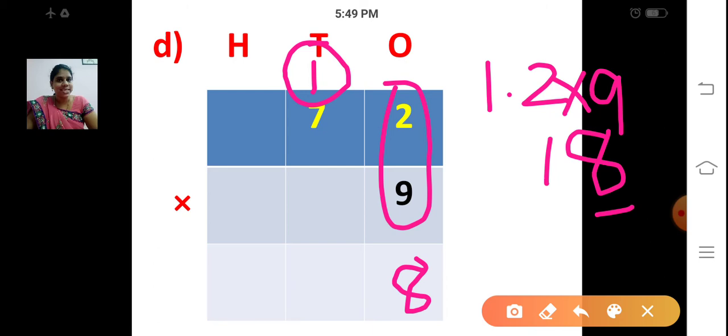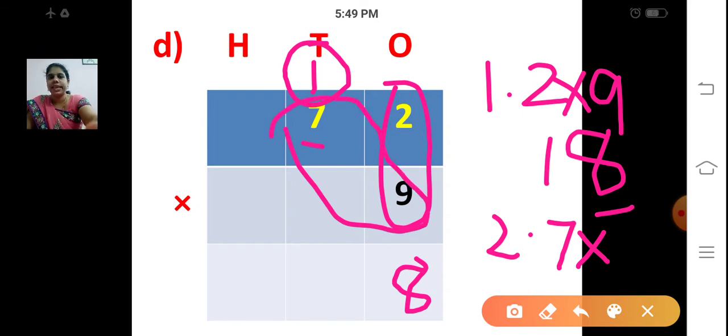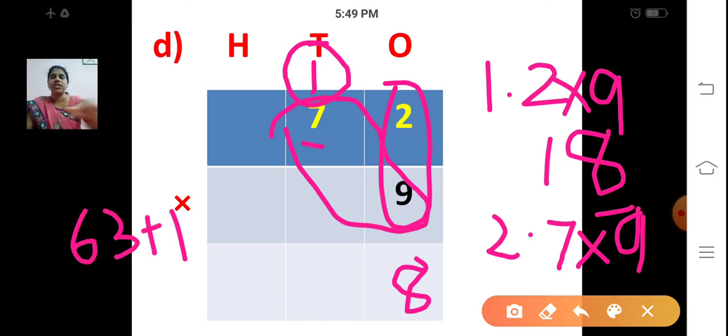Now what is the second step? We are going to multiply the digit at the tens place. What digit are we having at the tens place now? 7, right? So 7 into 9. This is the second step. 7 nines are... You all know the 7 table, right? 7 nines are 63. Then 63 plus 1, 64. So write 64. Clear now?